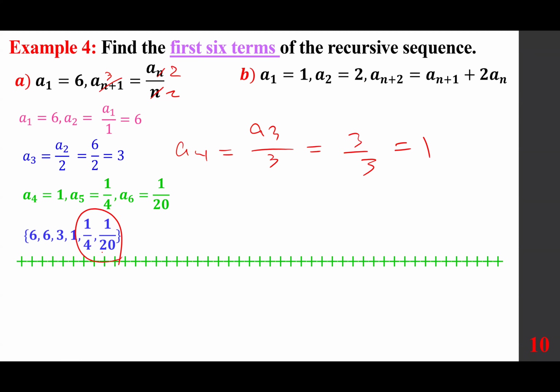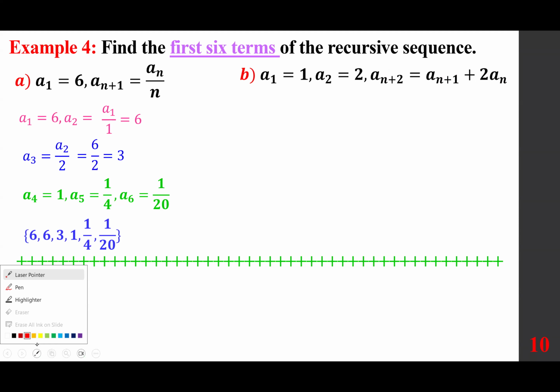Part B, a sub 1 is 1, a sub 2 is 2, and a sub n plus 2 is a sub n plus 1 plus 2 a sub n. Meaning, if you want any term, n plus 2 versus n plus 1, you go to the previous one. So you pick the previous one, plus you go to the one before that and you multiply by 2, you add them up. So I have a sub 1, I have a sub 2. The next one is a sub 3.